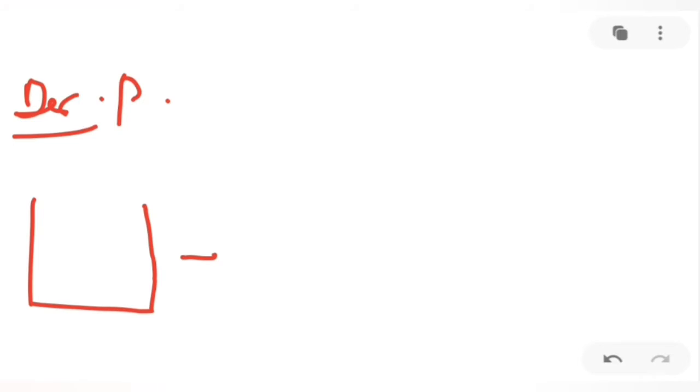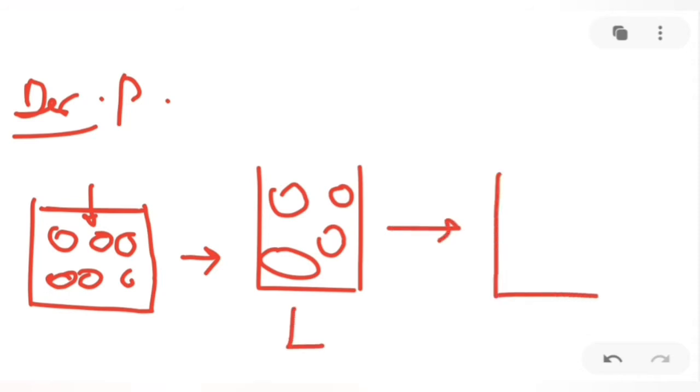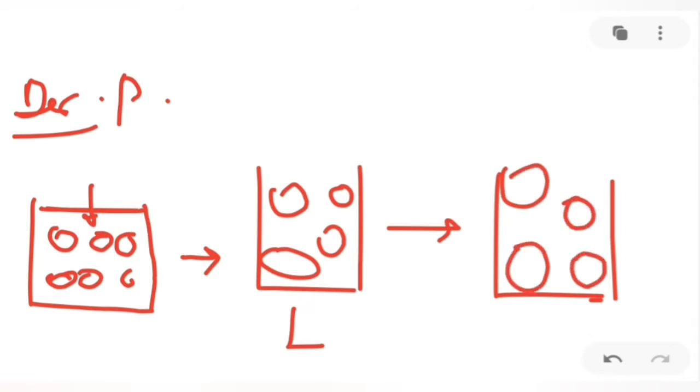If this was the container, and initially you have some pressure on a gas, this is a solid now, and you are decreasing the pressure. Since the upper pressure is decreasing, particles will move far apart from each other, and when they are moving far apart, they will take the shape of a liquid. Further decreasing the pressure, they will be free to occupy the whole of the container, so more space is being left. Now they will occupy the structure of a gas. So in this way, solid is being converted into gas on decreasing pressure.